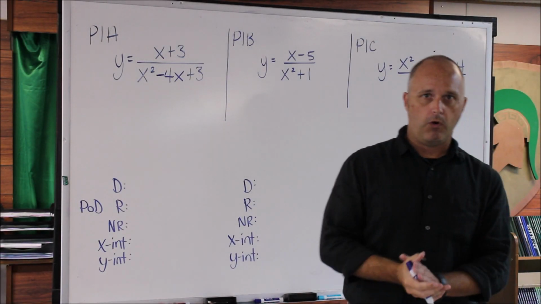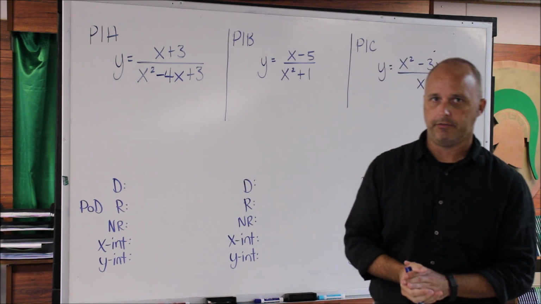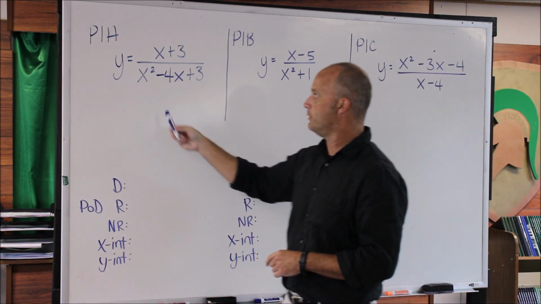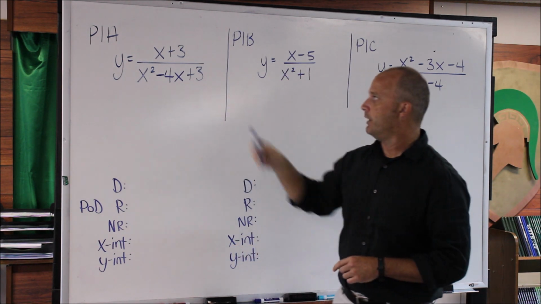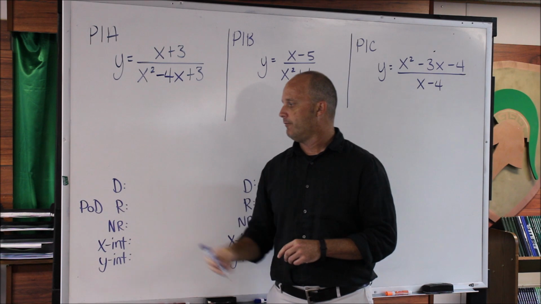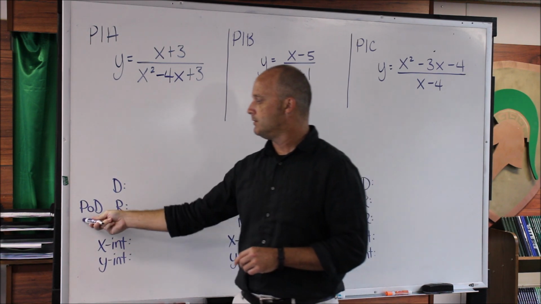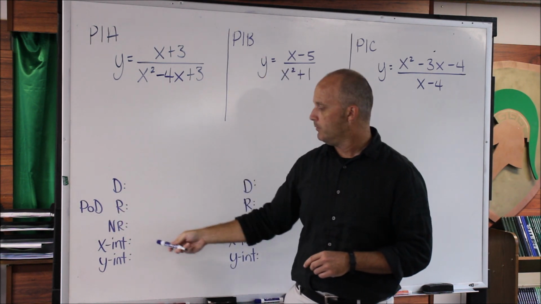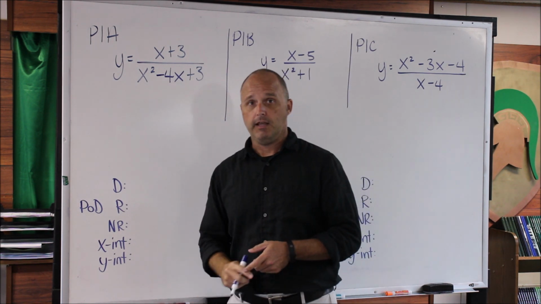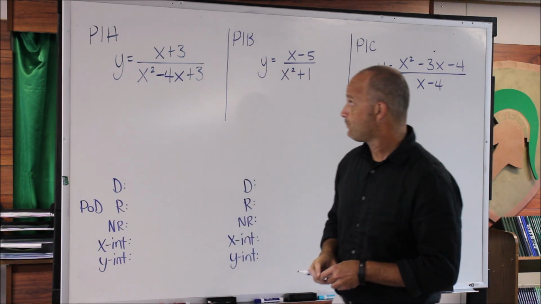Here we are in problem number 1. And problem number 1 is split into 3 different problems. We've got problem 1a, which is y equals x plus 3 over x squared minus 4x plus 3. And what we're being asked to do is to find the domain of the function, to find the points of discontinuity, which ones are removable, which ones are non-removable, to identify the x-intercept, and to identify the y-intercept.